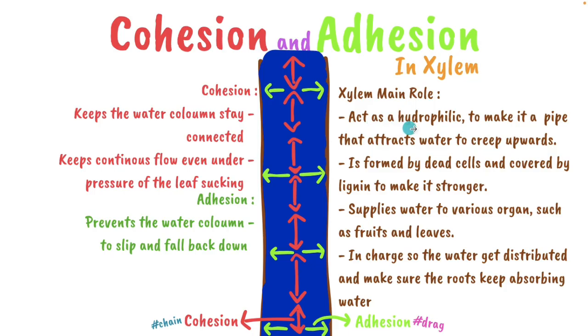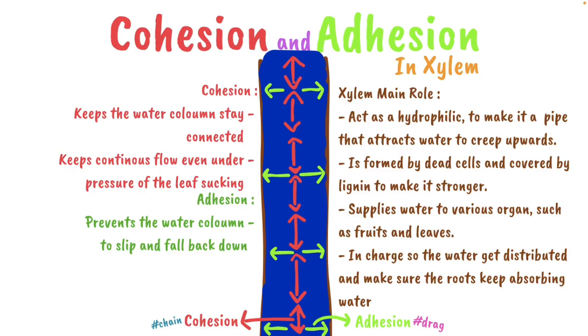Now, xylem has a few main roles. They act as a hydrophilic pipe that attracts the water to creep upwards, and they are formed by dead cells and covered by lignin to make them stronger so they can withstand the force of the leaf sucking. They also supply water to various organs, such as fruits and also the leaf.